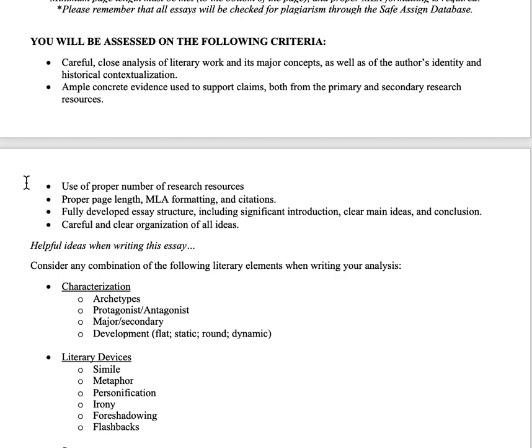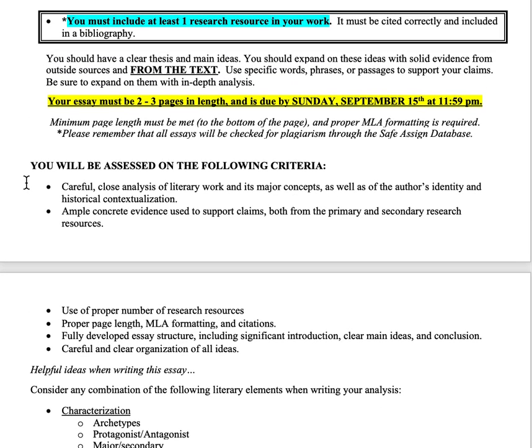Proper page length, MLA, citations, and a fully developed essay structure, which means a good introduction with a hook and a thesis, clear main ideas with evidence, and a conclusion. I did want to note that you're more than welcome to go over. You can always go over 3 pages. You just can't go under 2.